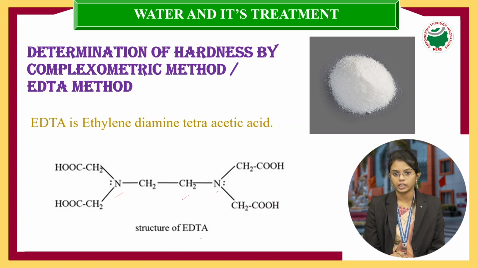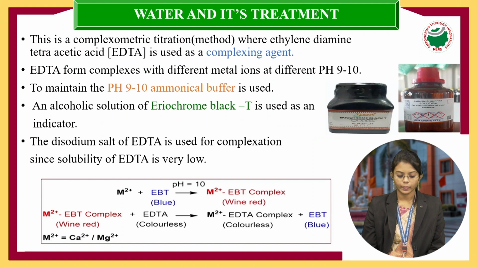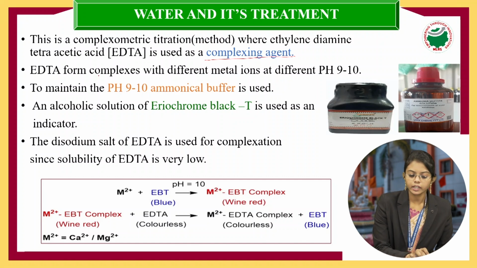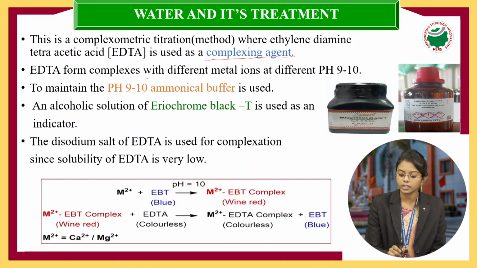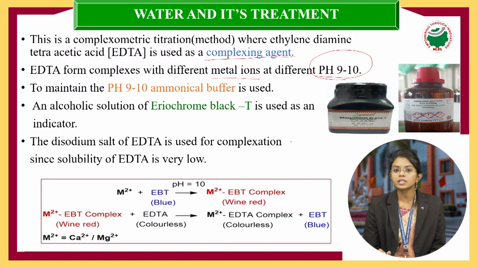This is the structure of EDTA. Now this is a complexometric method because the EDTA is used as a complexing agent. Why are we calling it a complexometric method? Because the EDTA solution or the EDTA salt which we are using will be acting as a complexing agent. Now, EDTA forms complexes with different metal ions at pH of 9 to 10. So, to maintain this pH, we are going to add a buffer solution, that is ammoniacal buffer, which will maintain the solution at pH 10.